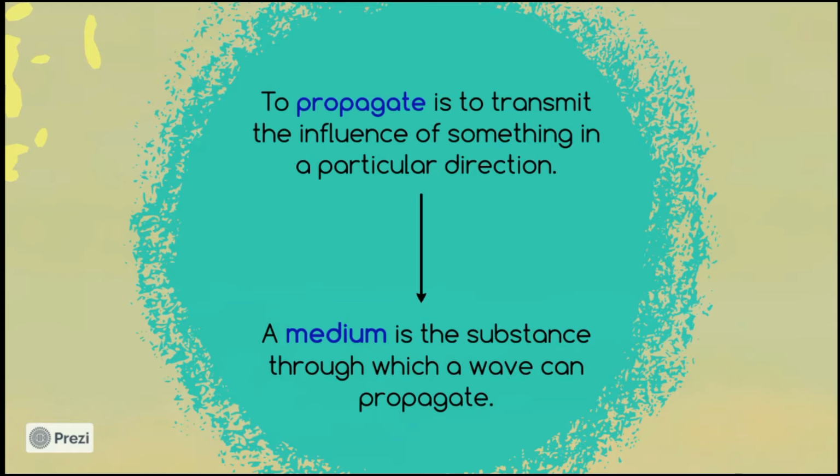A wave can propagate through a medium, which is the third term that we need to define from the definition of wave. A medium is defined as the substance through which a wave can propagate. Take note that a medium is not the wave itself. It is only a substance or a material that carries the wave for it to travel from one location to another.